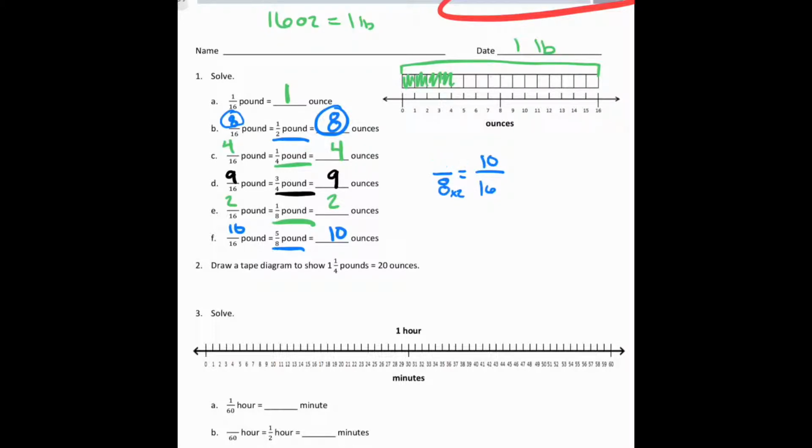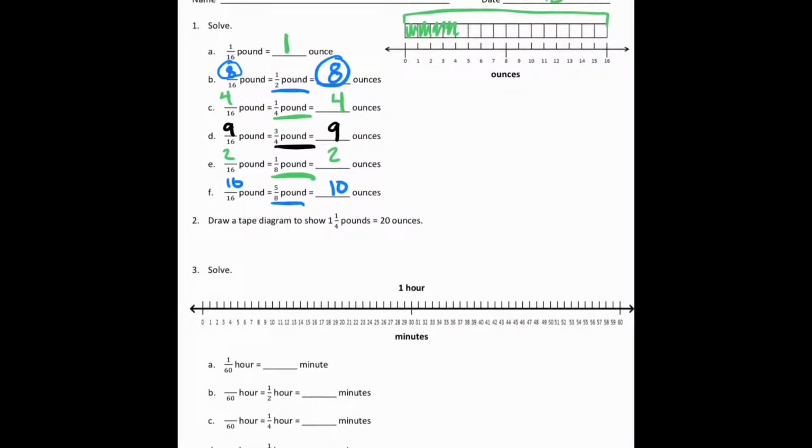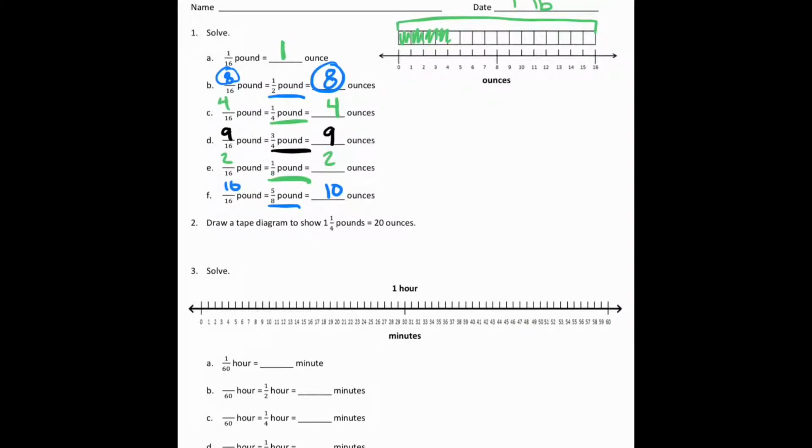Alright, number 2 says draw a tape diagram to show 1 1/4 pounds equals 20 ounces. So I'm going to have to draw 2 rectangles to represent the 2 pounds. Even though it's 1 pound and 1/4, it's a fraction of the second pound. So I'm going to draw 2 rectangles and split them both into 16 pieces.